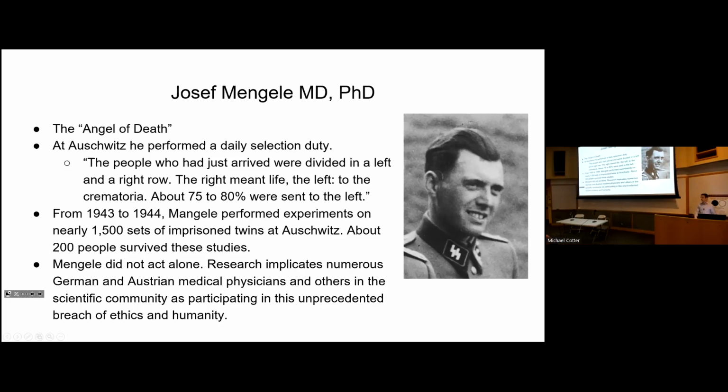Over three quarters of people arriving in Auschwitz perished in the gas chambers. And from 1943 to 1944, Mengele performed experiments on nearly 1,500 sets of imprisoned twins at Auschwitz. About 200 people survived these experiments. This is one example, the most famous one, of the experiments that Dr. Mengele did in Auschwitz. On a personal note, my great aunt was experimented on by him, and she couldn't have children after the war. And Mengele did not act alone. Research implicates numerous German and Austrian medical physicians and others in the scientific community as participating in this unprecedented breach of ethics and humanity.